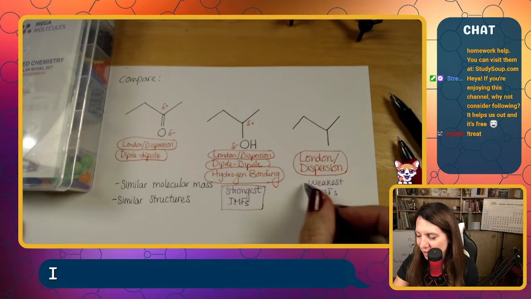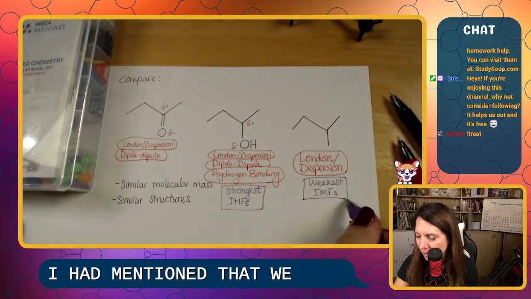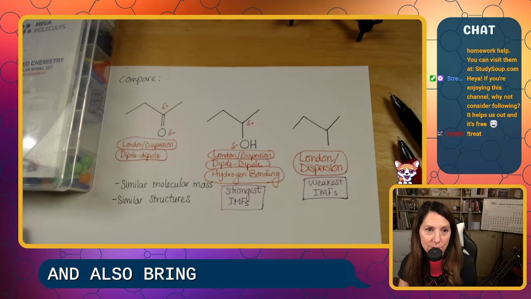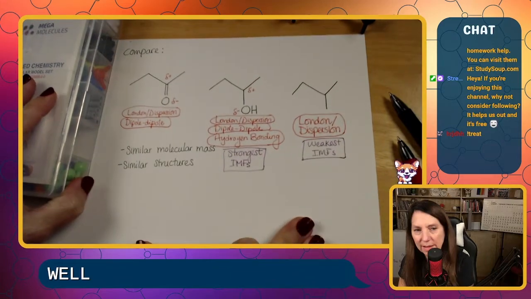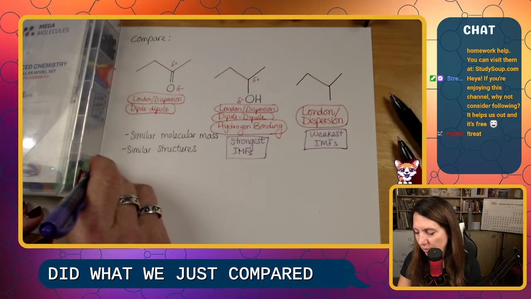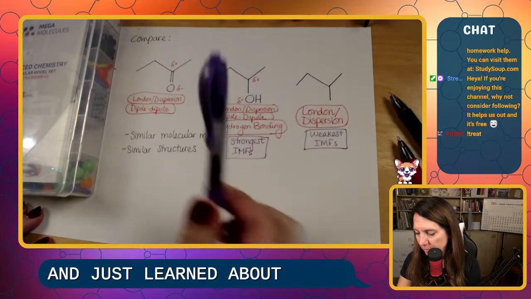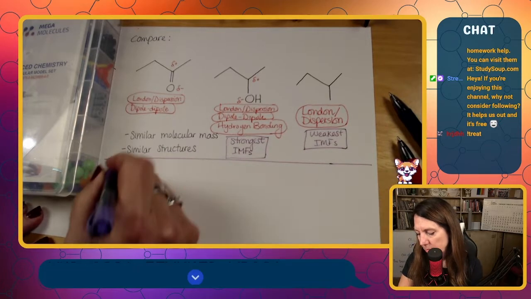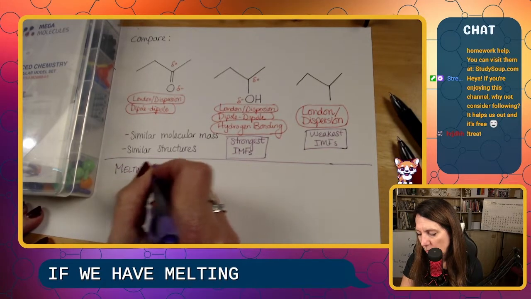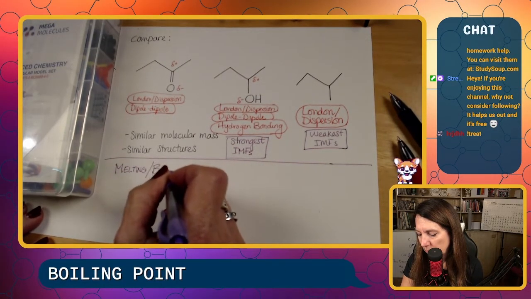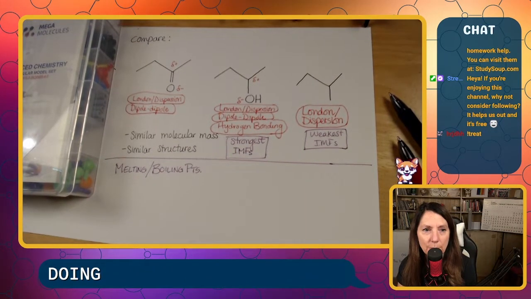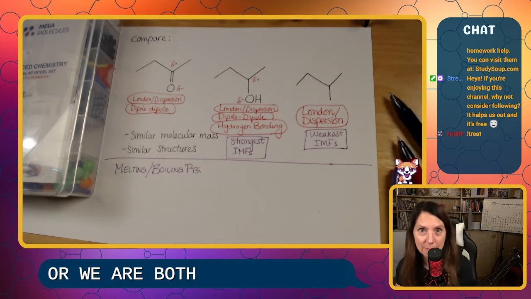So I had mentioned that we can talk about melting points and also boiling points as well. So let's do that in the context of what we just compared and just learned about. All right. So what does this mean if we have melting or boiling points? What are we doing when we're melting something or boiling something?